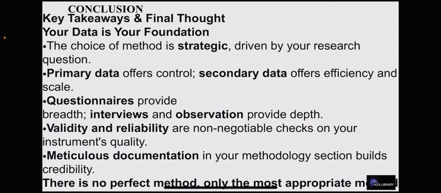There is no perfect method, only the most appropriate one. It's left to you to decide the one that is appropriate for your research, and it will be more efficient. Thank you. This is then the end for this module.